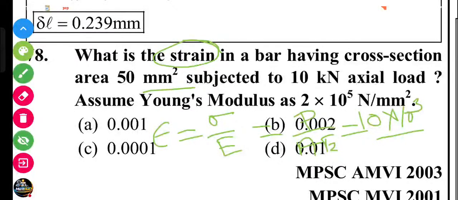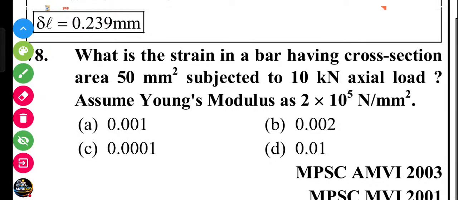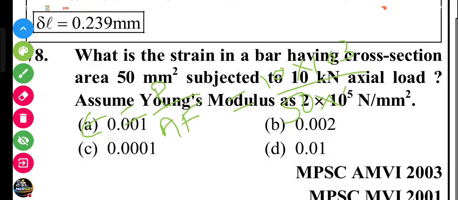It is not necessary to convert, because the Young's modulus is also given in Newton per mm square, in megapascals, so I cannot change the units. Area is given, sorry, not pi by 4. Strain equals force by AE. Force is 10 into 10 to the 3, area is 50, and Young's modulus is 2 into 10 to the 5. You solve this equation, you can get the answer easily.